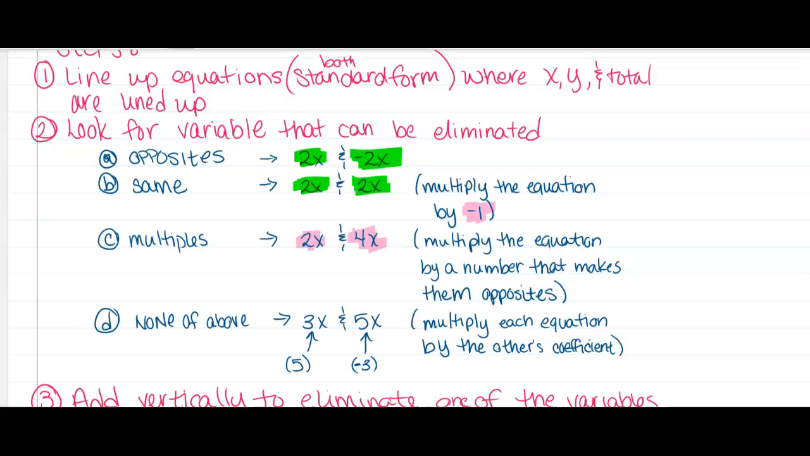If none of the above happens, for instance, if we have 3x and 5x, then we multiply each of the equations by the other coefficient. For this case, we get 5 and multiply it by 3x, and then we get the coefficient of 3 and multiply it by 5. But notice how here we have a negative because we want them to be complete opposites. So if they're both positive, then in order to make one negative, we need to multiply one of them by a negative number.